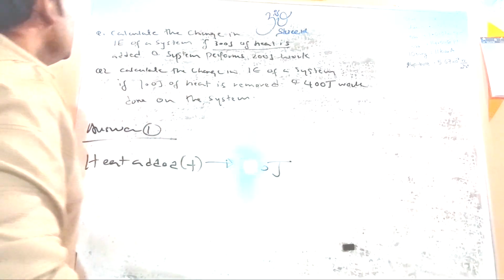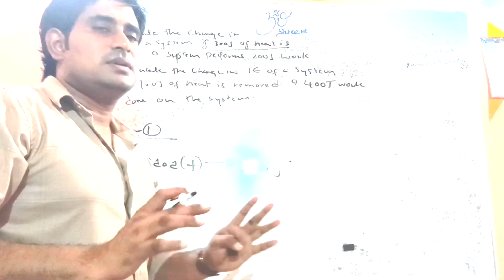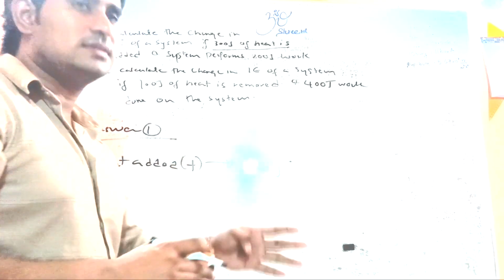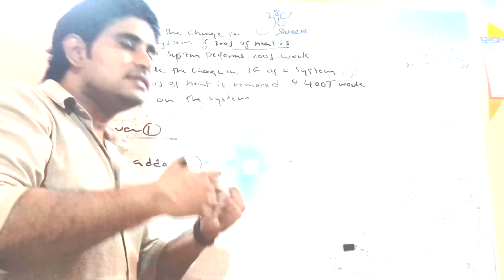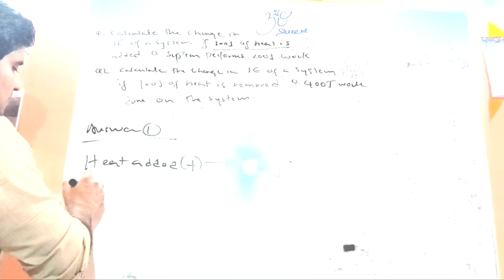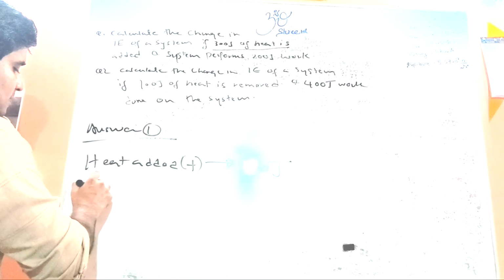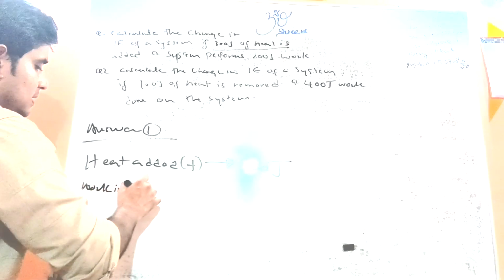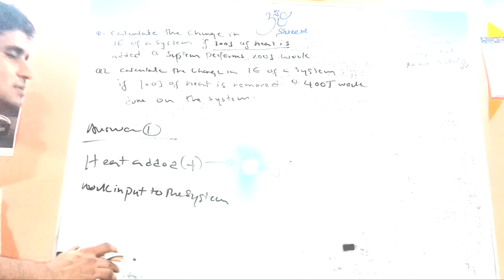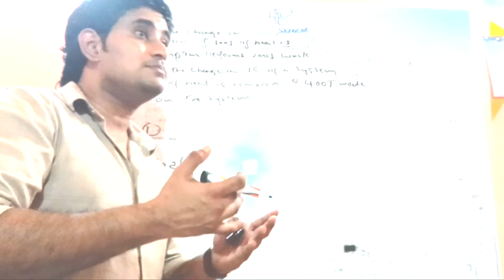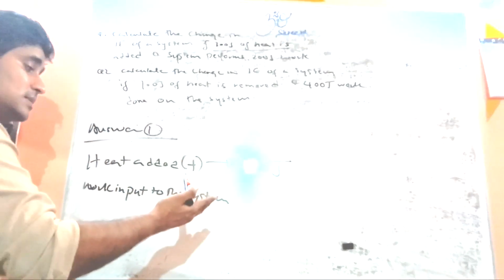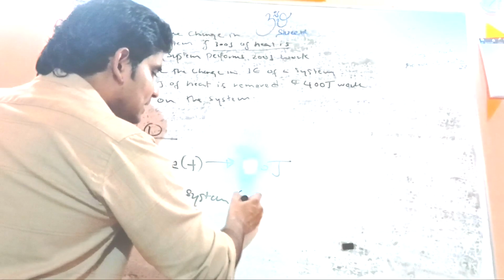Then it also mentions the system performs a work. That means we are not going to do a work on the system. This time the system is doing a work, right? So we can say work input to the system, because in this case the system is performing a work. Clear? So work input to the system will be what? That will be negative.